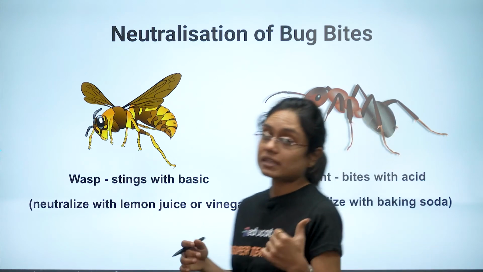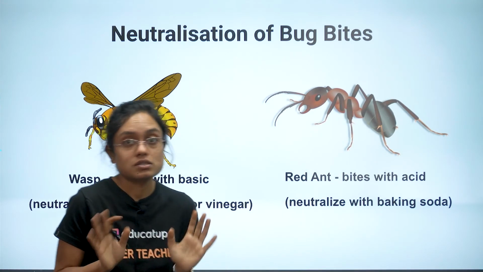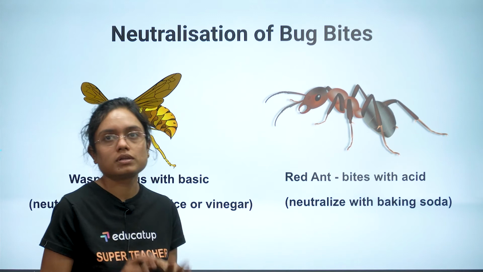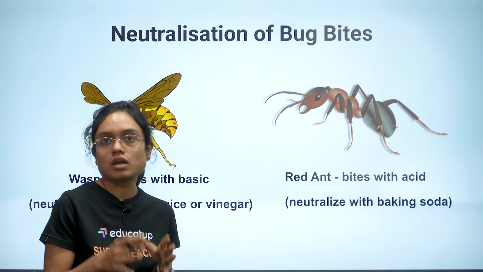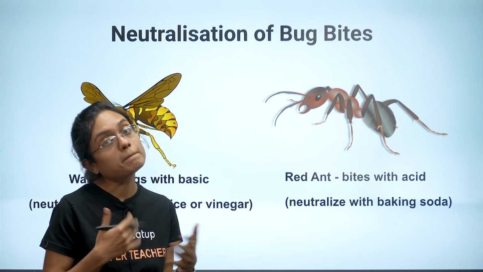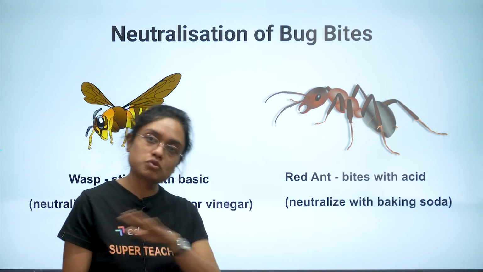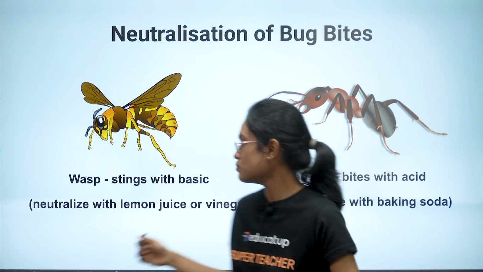Now in case of a red ant, जो लाल चींटी होती है, it's very scary. When it bites, it's like horrible. It bites with acid, इसलिए बहुत itching होती है, बहुत ज़्यादा itching. So to neutralize it, we have to use baking soda, base. Base will neutralize acid. Now let's move ahead.